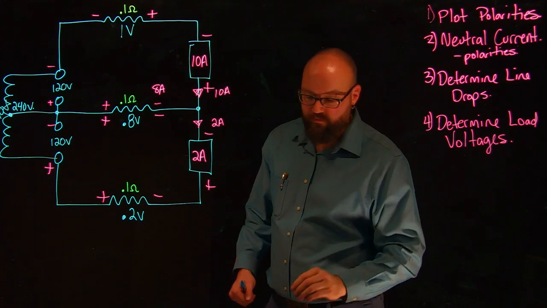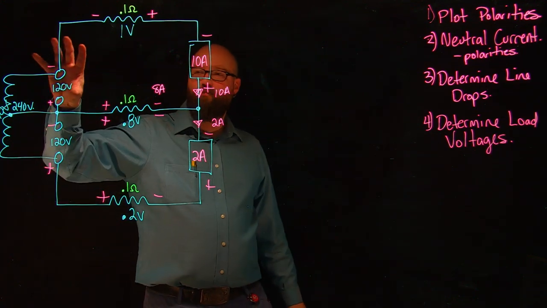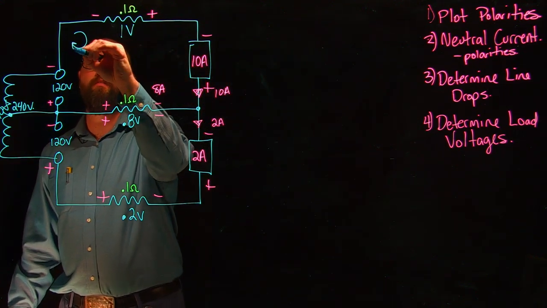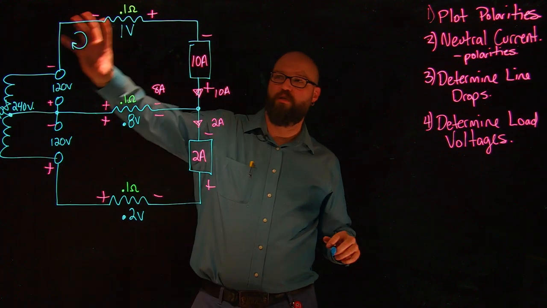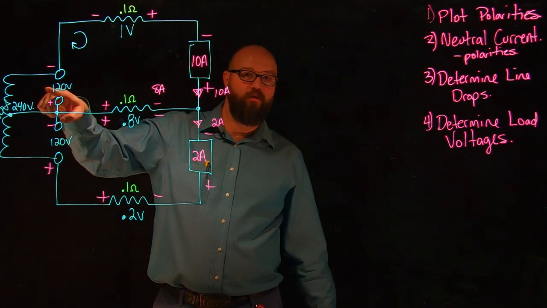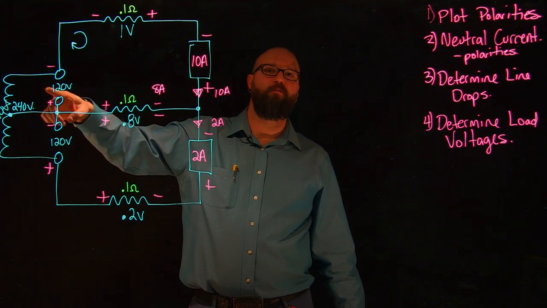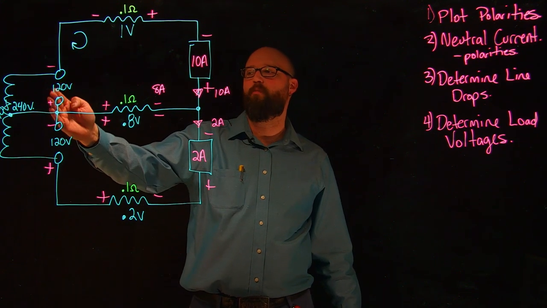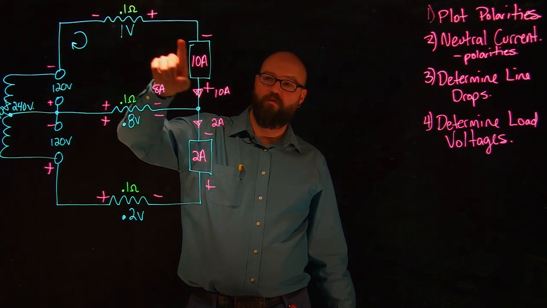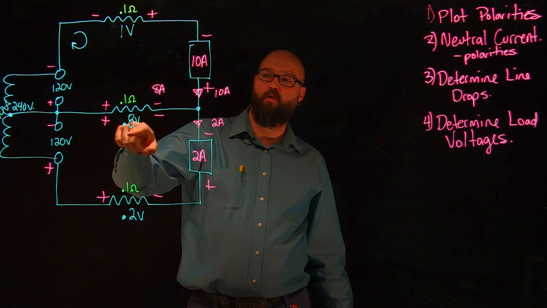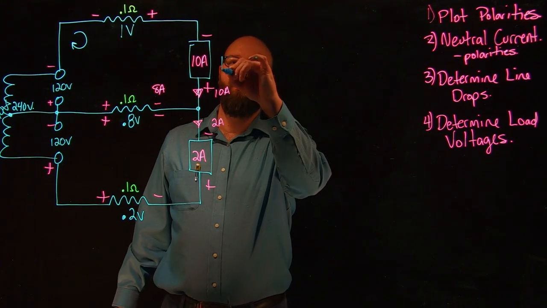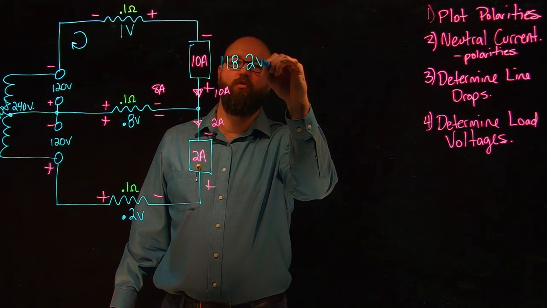Okay, so I'm going to start off right over here. We're going to apply Kirchhoff's voltage law to these, and I know that from a negative to positive, I'm going to go this direction around this portion of our circuit. I'm going to start with my positive 120 volts, and I'm going to respect all the polarities that I encounter. So I'm going to go positive 120 minus 1 volt minus 0.8 volts gives me a voltage at this load of 118.2 volts.